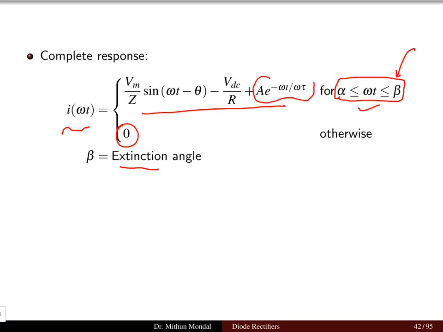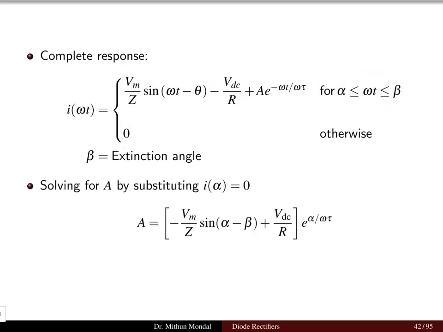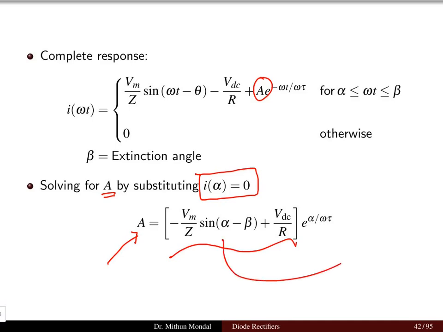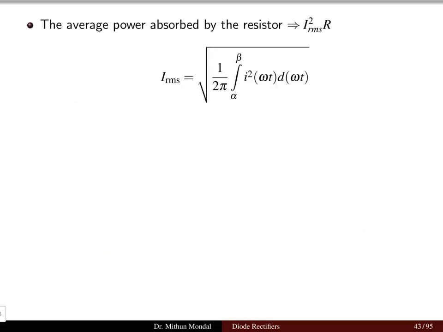The second part of the equation is coming from the natural response, and the first part of the equation is coming from the forced response. Now we solve for the constant A, which we can obtain when I of alpha is equal to 0, and then we get the value of A. So this A expression we can substitute in the main expression of the current.